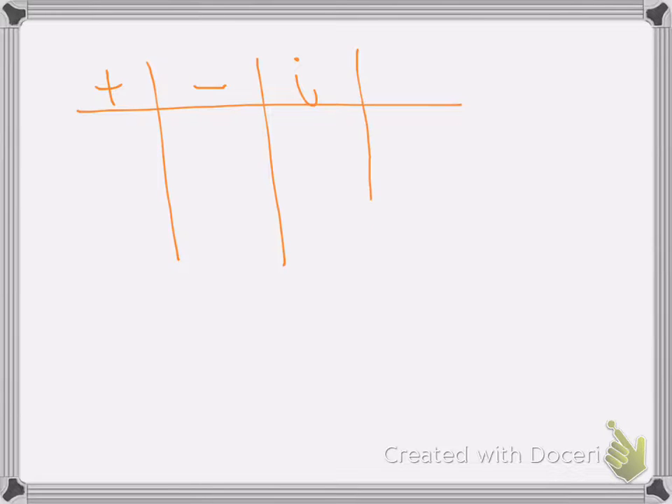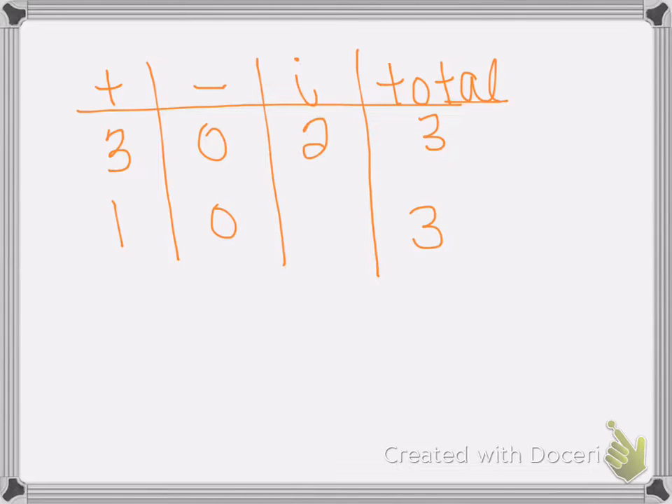So when I go to make my chart, positive, negative, imaginary, and total. Positive, there was 3 or 1. Negative, there was 0. And total, that there was 3. So that means I could have either 0 or 2 imaginary roots.